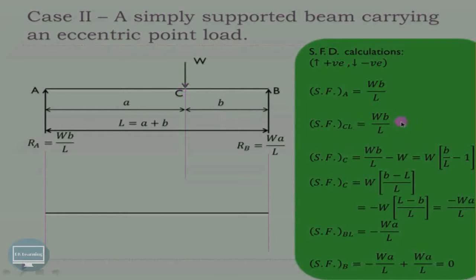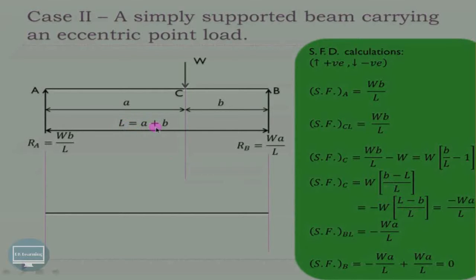Then shear force exactly at point C. To this C left load, there is a point load that we will have to add in the negative direction. So it is Wb by L minus W. Take W common, so it is b upon L minus 1. So it is b minus L divided by L. Take the minus sign common, so it is minus W into L minus b upon L.